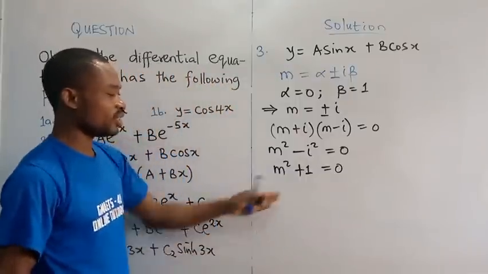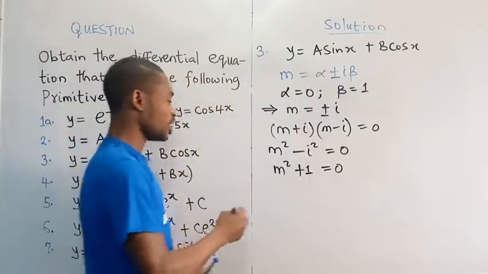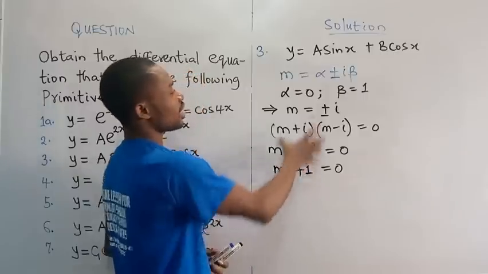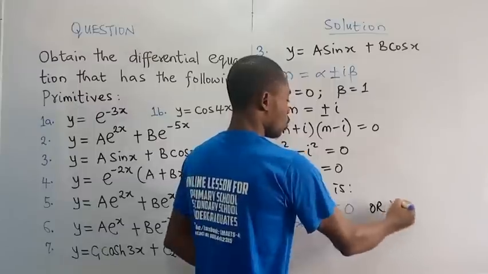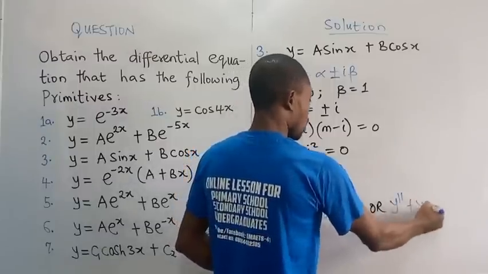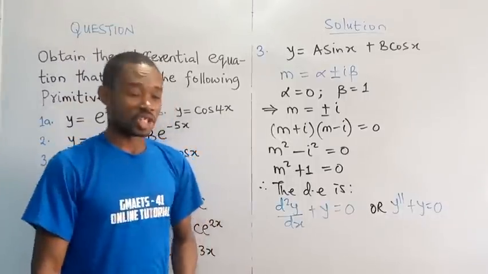And what do we have here? Simply replace your m with the differential coefficient term. The differential equation that has this primitive, of course, becomes in this form y double prime plus y equal to 0. If you'd like to use the capital D notation, the choice is yours.